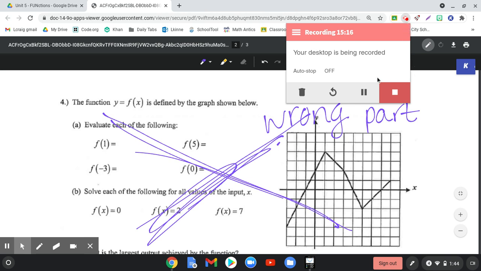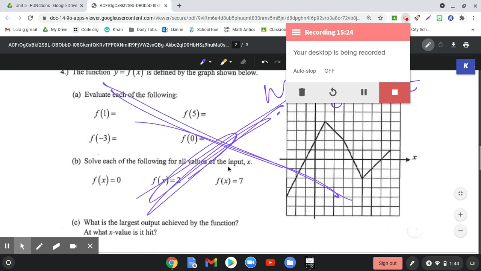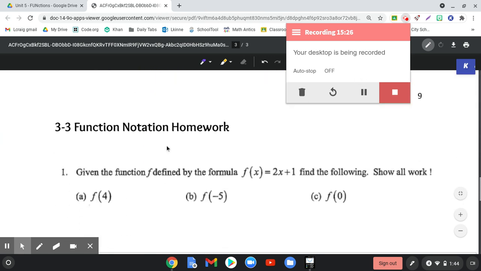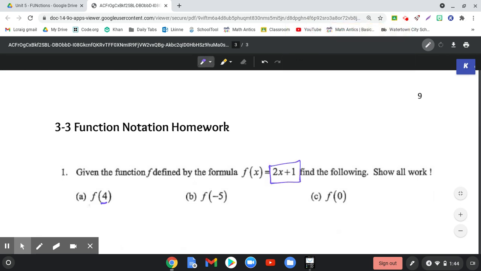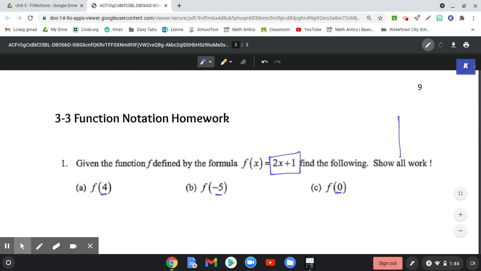Your homework is on page 9 in your packet, which is just more practice with this. You're more than welcome to use your calculator. All right, so it's just, here's the first function. Plug in each of these numbers to figure out what it would be. Or again, you can go to your calculator and use the table.